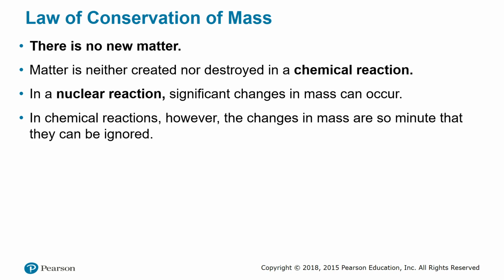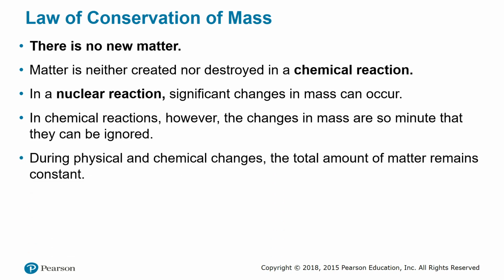And then in chemical reactions, however, the changes in mass are so minute that they can be ignored. So the only thing that happens in a chemical reaction is sometimes electrons are dissipated and things like that. But in nuclear reactions, there are slight changes in mass. All right. But in a physical and chemical reaction, the total amount of mass stays the same.